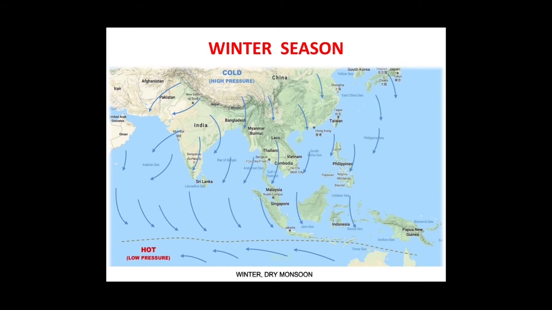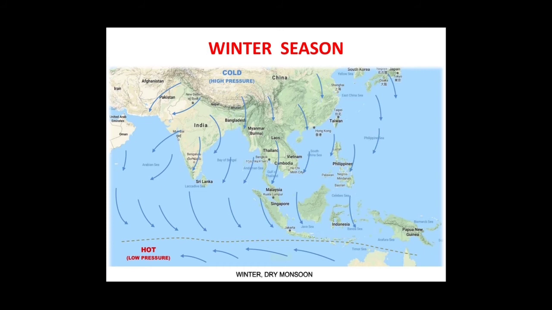See, the ocean is not very hot, but compared to the land, the ocean water is hot because water takes very long time to get heated and also very long time to cool down. But land gets heated very quickly and cools down also very quickly. This is why the nature of land and sea varies.